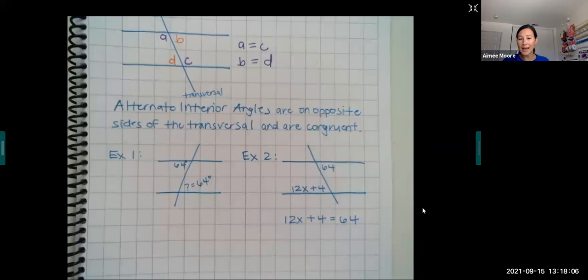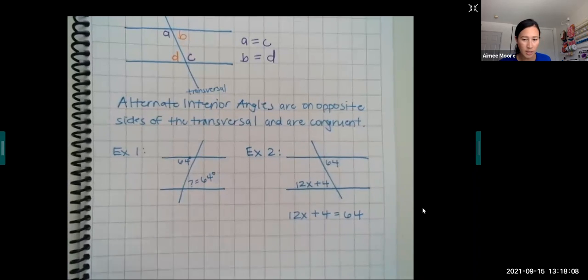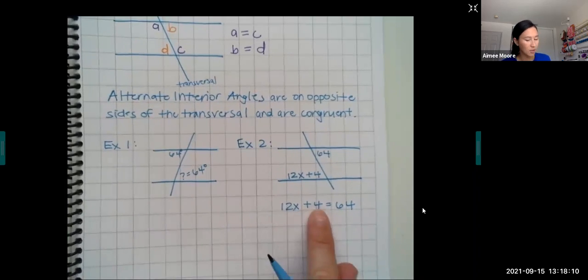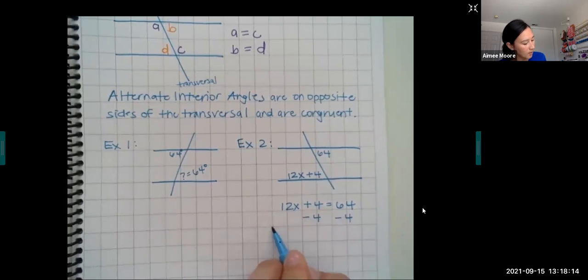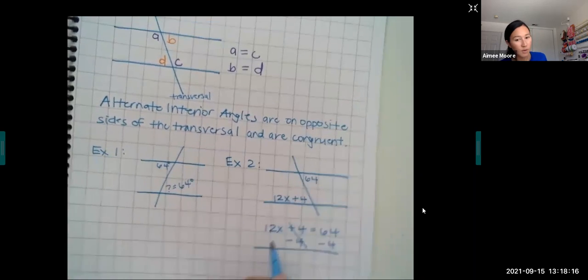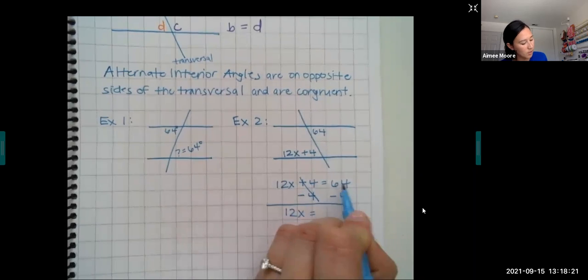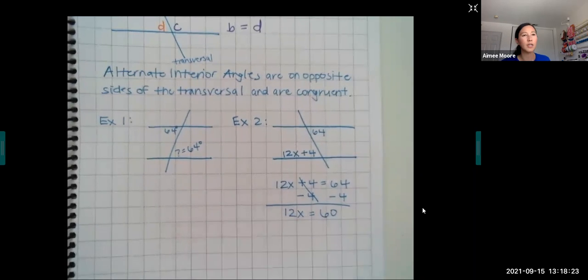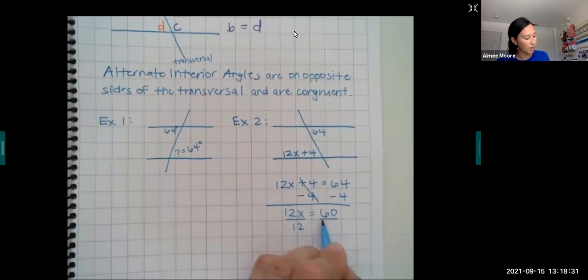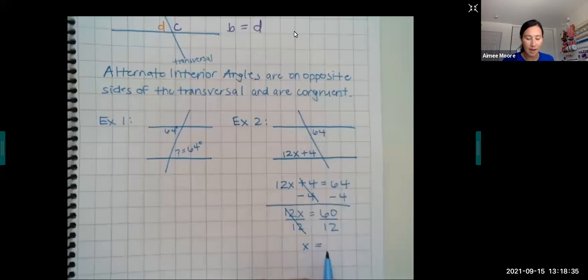Okay, so now back to Algebra 1 last year, which is solving equations. We need to solve for x. So first we get rid of this plus 4. We subtract 4 from both sides. Leaving us with 12x equals 64 minus 4, which is 60. Then we need to get rid of this 12 in front of x. So we divide both sides by 12 and x equals 5.